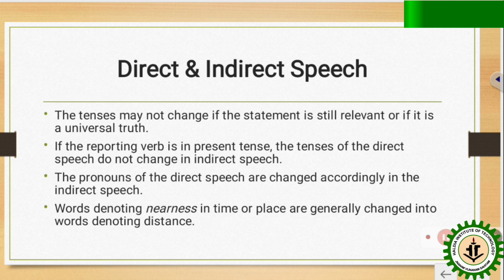So the words this and here in the direct speech are indicative of nearness. But when we are converting the sentence into indirect speech, it becomes, he said that he was glad to be there that evening. So here, that indicates nearness, becomes there, which signifies distance. Again, this is also converted into that. So this evening becomes that evening in the indirect speech.